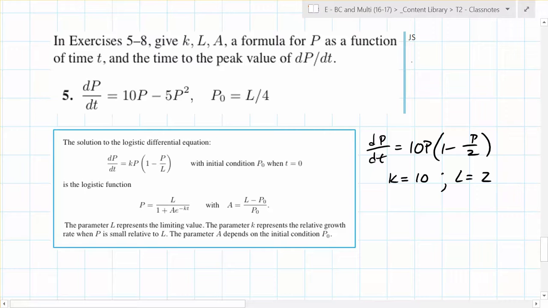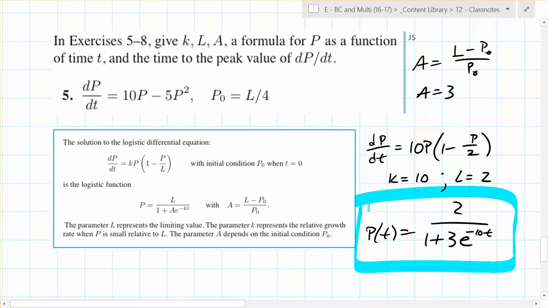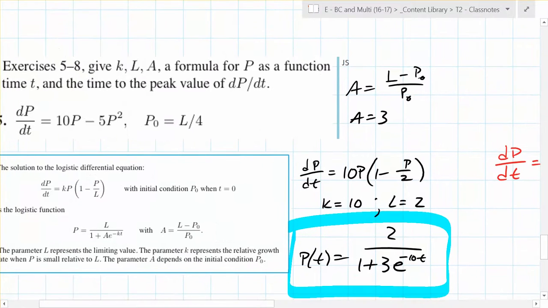Yeah, so you can now find A in this. You know that A is equal to L minus P naught over P naught. So what does that equal to? A just comes out to be what? I think 3. Does A come out to be 3? So what do you end up with? P of t is equal to 2 over what? 1 plus 3e to the negative 10t. Done. Awesome. No, it's just 3. Because when you plug in, the L cancels, you end up with 3.